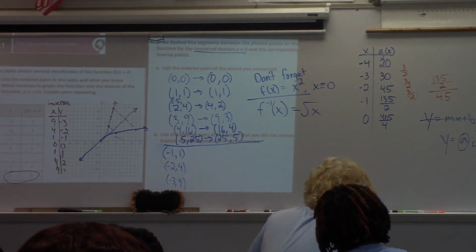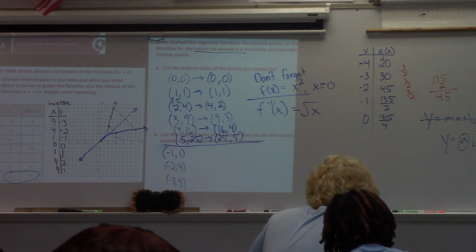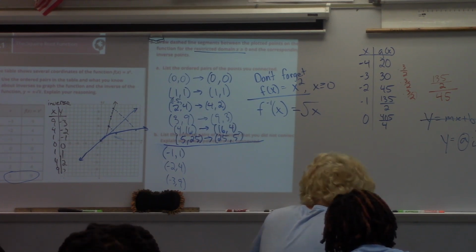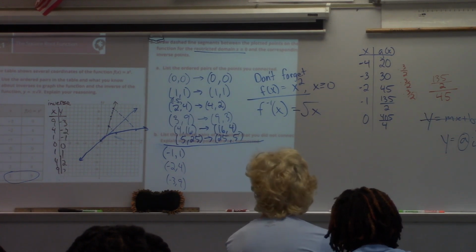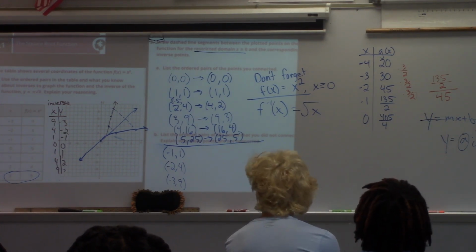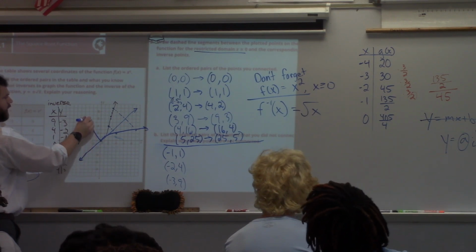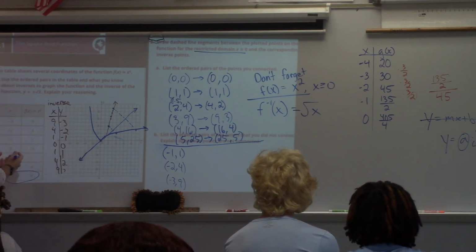So B asks you to list the ordered pairs that you did not connect. Those were those points: -1, 1, -2, 4, -3, 9. Why did we not use those points? Okay, that was the left side we took away. What was the issue with that left side? Why did we have to take it away? So they become a function.